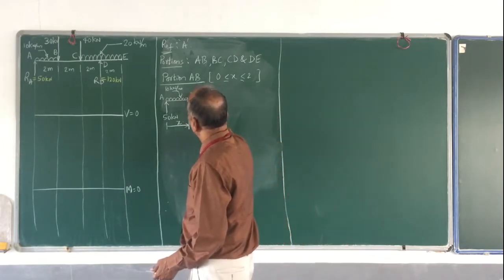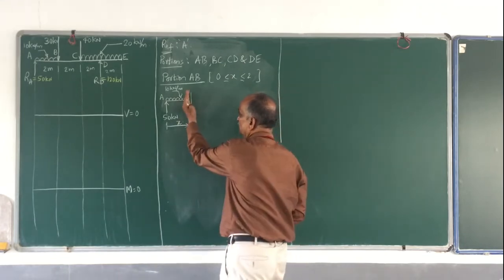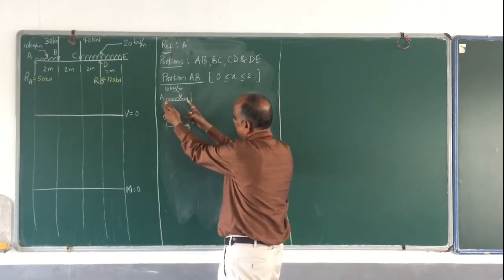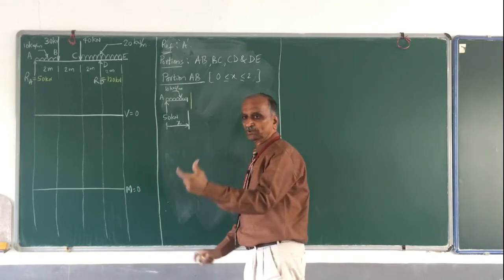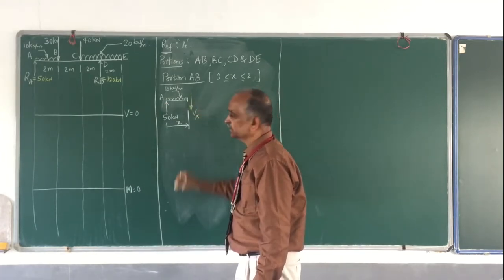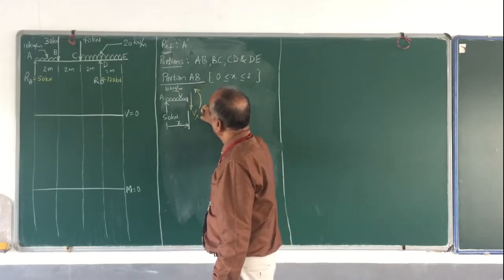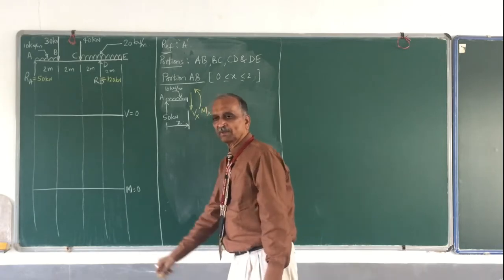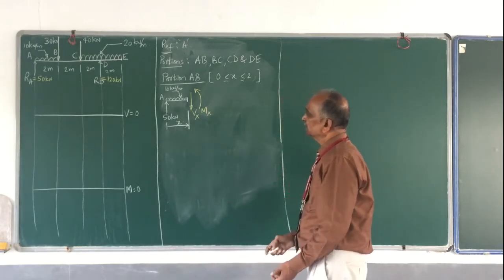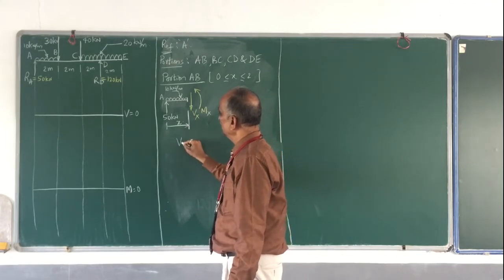And therefore, what is the shear force? Positive shear force as per our sign convention. I have taken the section here. For my analysis, I am taking the left hand side portion. Therefore, the shear force positive is downwards. It will be Vx. And my bending moment, positive bending moment is this. Okay? So this is Vx and Mx.